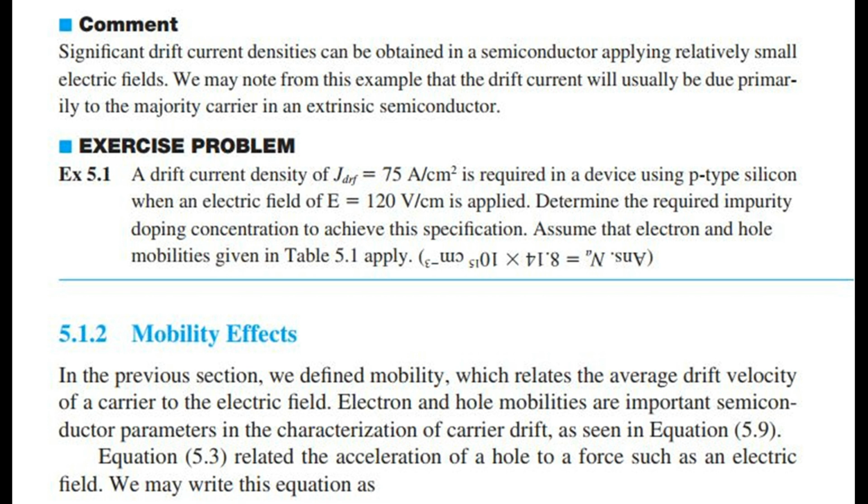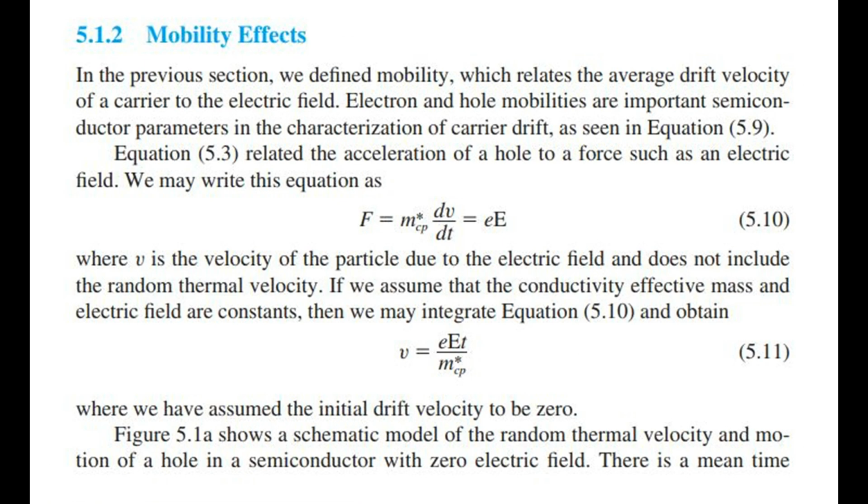Mobility effects. In the previous section, we defined mobility, which relates the average drift velocity of a carrier to the electric field. Electron and hole mobilities are important semiconductor parameters in the characterization of carrier drift, as seen in equation 5.9. Equation 5.3 related the acceleration of a hole to a force such as an electric field. We may write this equation as: where v is the velocity of the particle due to the electric field and does not include the random thermal velocity.